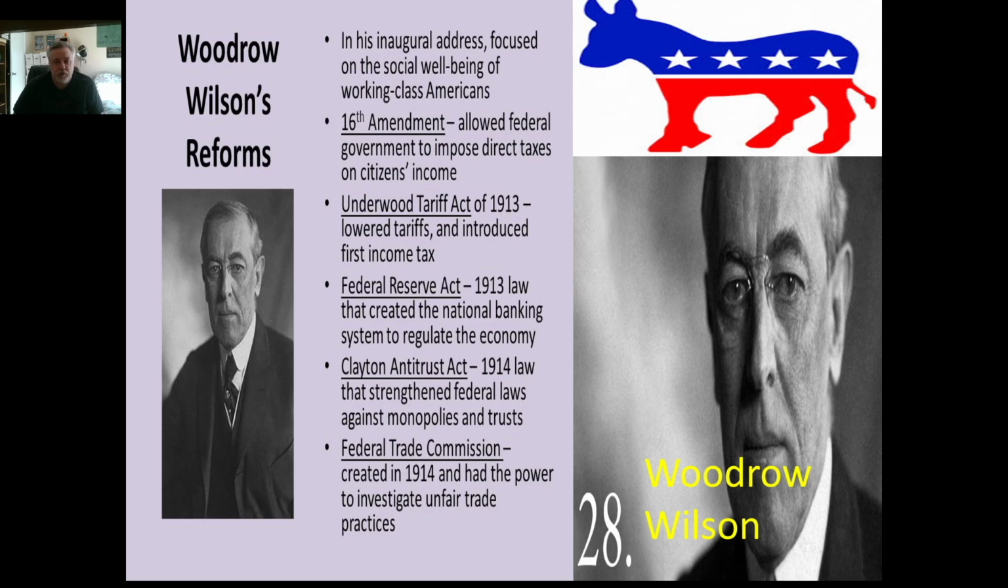He introduces the Underwood Tariff Act of 1913, which lowered tariffs and pretty much puts income tax into play, for good or for ill. The Federal Reserve Act in 1913, which created the national banking system to help regulate the economy. That one's going to be a real important thing in about 10 years. By 1930, it's going to be a big deal. The Clayton Antitrust Act of 1914, which strengthened the federal laws against monopolies and trusts. He is something of a trust buster, but not to the extent that Taft and Roosevelt were. And the Federal Trade Commission comes into being in 1914, which further regulates big business and keeps them from engaging in unfair business practices.